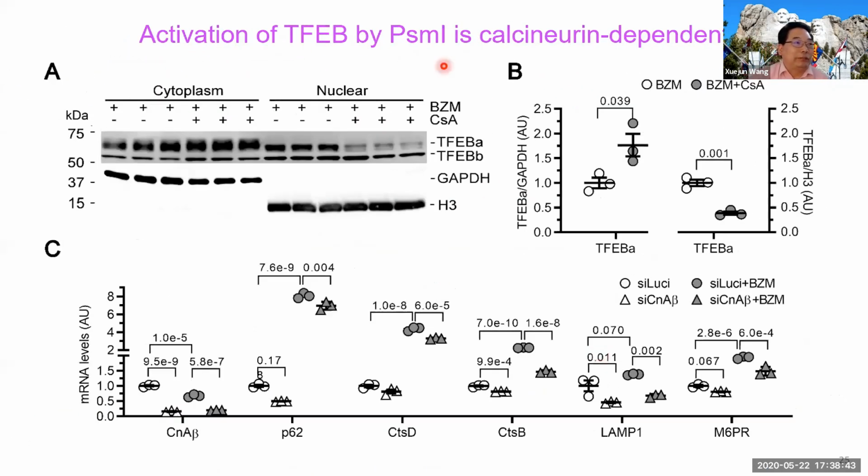So that activation of TFEB by PSMI turned out indeed to be calcineurin dependent, because if we inhibit calcineurin with a pharmacological inhibitor, cyclosporin A, the nuclear translocation of TFEB-A is significantly reduced, and the target gene expression is also attenuated. And the bottom panel C actually shows the use of genetic means, siRNA-mediated calcineurin A beta knockdown. They basically achieve the same result as cyclosporin A.